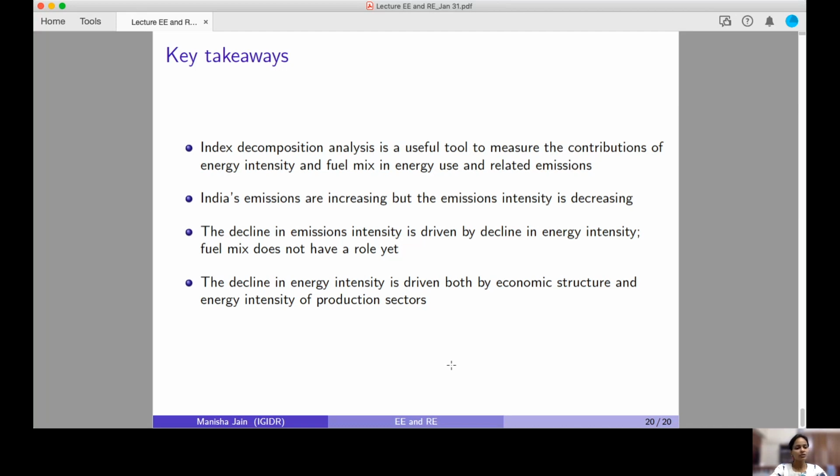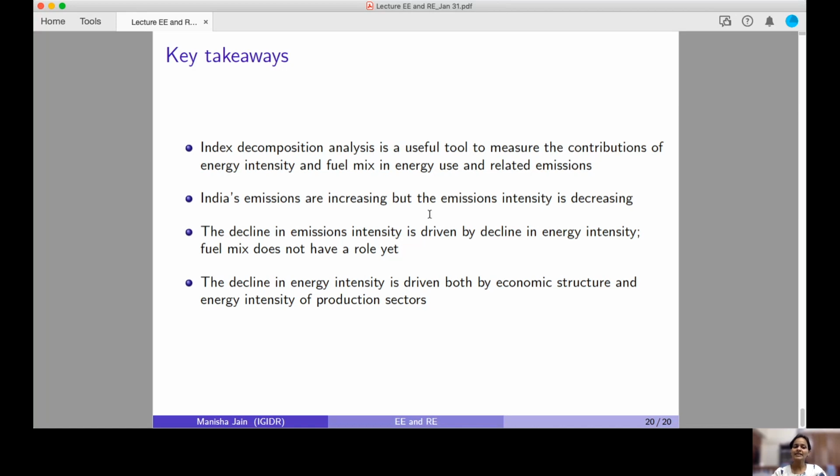The problem is we cannot say which policy is causing this. This is an aggregate change, an aggregate view. We will never be able to say which policy is doing how much to this decline. So that's a drawback of this method.